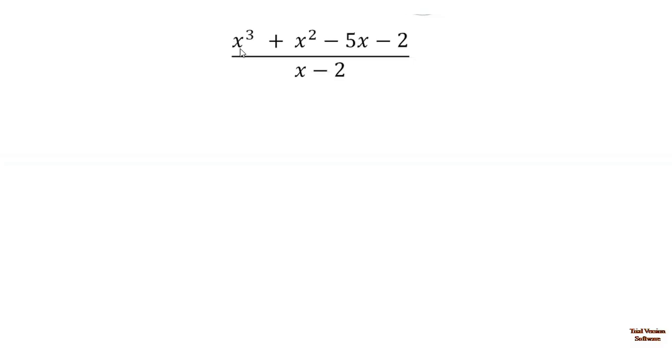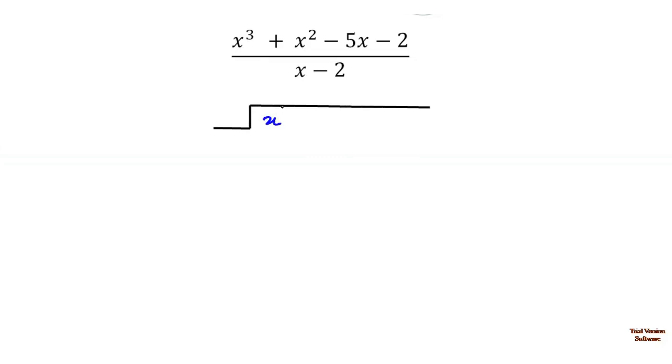In this question, we have to divide x cube plus x square minus 5x minus 2 by x minus 2. One method will be to factorize this first and then see if we can cancel it out. But in this case, factorization is more difficult. If we simply divide them, then it's going to be a bit easier. So we are going to divide this term.